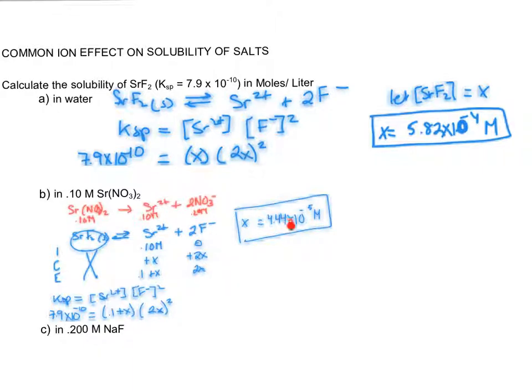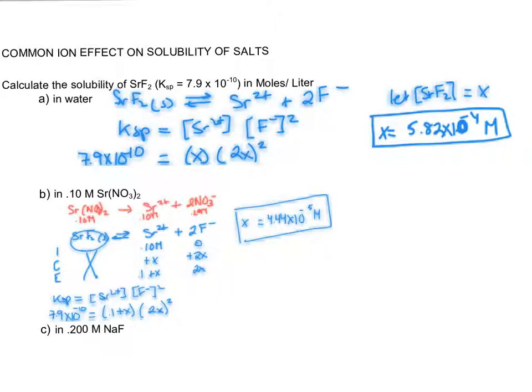So why is that? Well, if I look at this equilibrium here and I have more Sr2+, it's going to shift to the left to make more solid and less of the ions. And so if I have a common ion, whether it's Sr2+ or the F minus, it's going to be less soluble because it's going to shift to the left, again, to make more solid and less of the ions. And so therefore it's going to be less soluble.